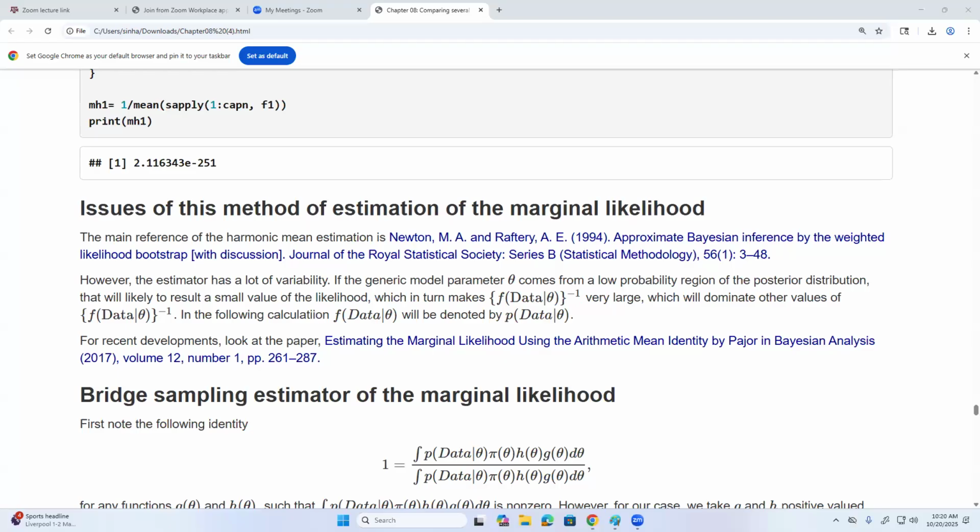In today's lecture, we will talk about the bridge sampling method for estimating the marginal likelihood, and then we'll apply the technique to our real data set. And then, if time permits, we'll move to a new chapter. Now that new chapter is on linear regression.